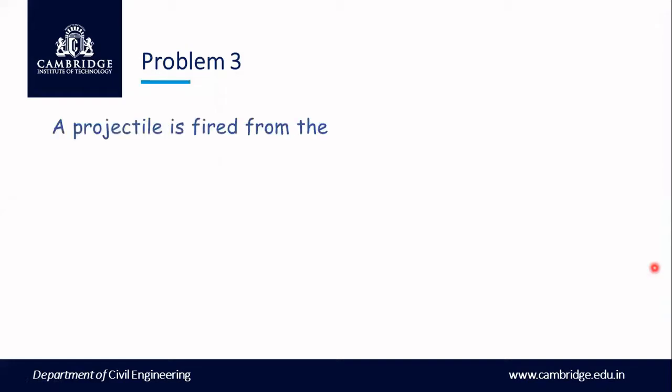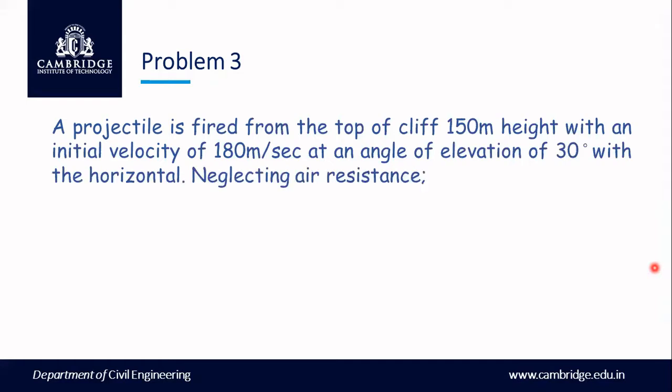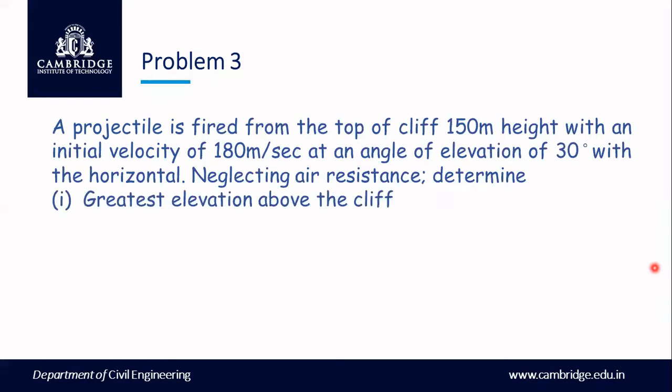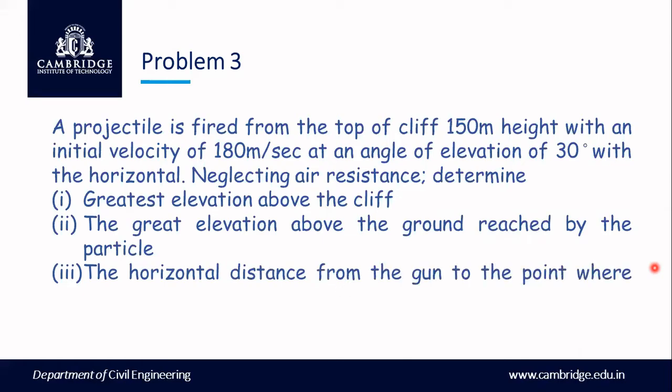A projectile is fired from the top of a cliff 150 meter in height with an initial velocity of 180 meter per second at an angle of elevation of 30 degree with the horizontal. Neglecting air resistance, determine the greatest elevation above the cliff. Then the greatest elevation above the ground reached by the particle. The third one is the horizontal distance from the gun to the point where the projectile strikes the ground.